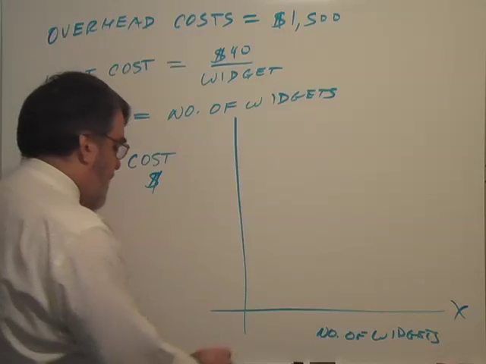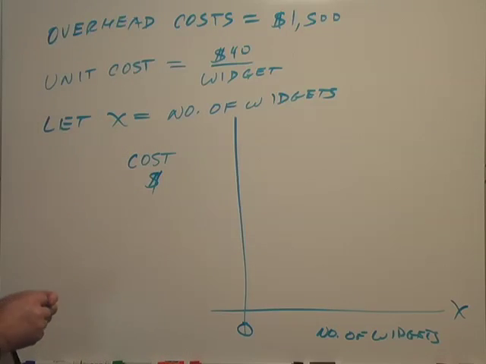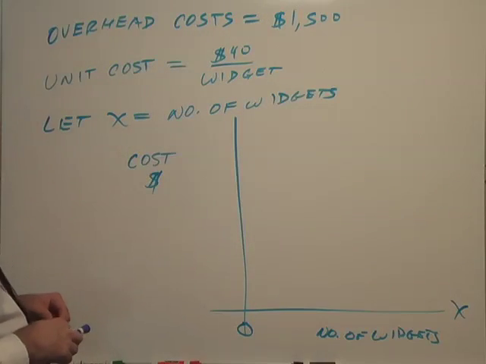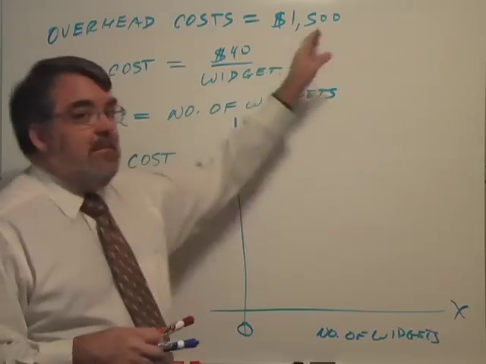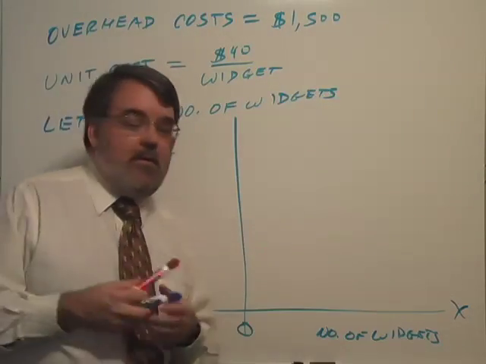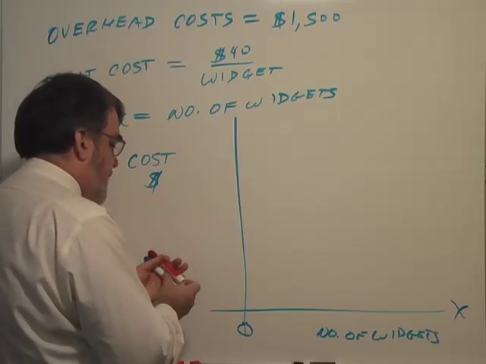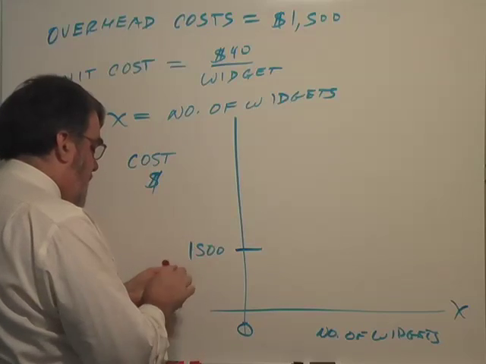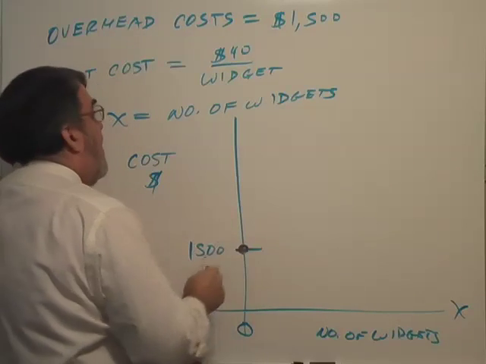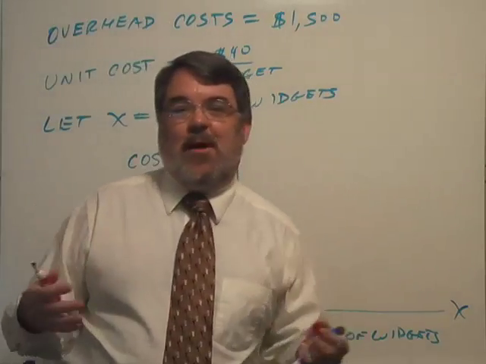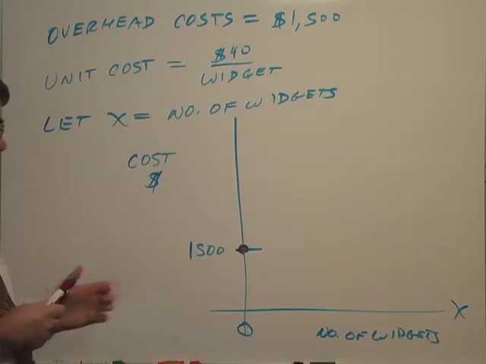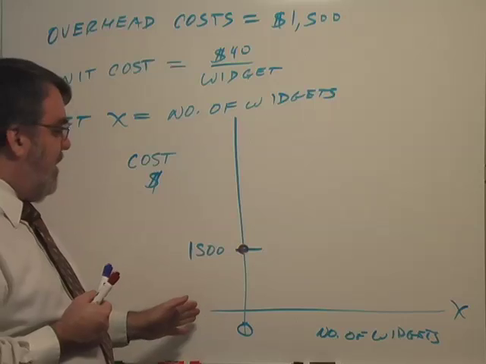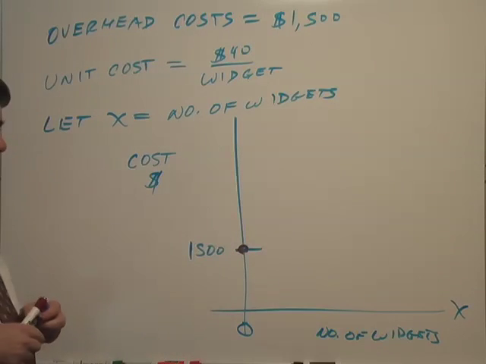Now, if you make 0 widgets, which sounds kind of silly, but if you made 0 widgets, what's the cost of running this company? Well, you didn't spend anything making widgets, but you still have the building to account for, $1,500. So the cost would be $1,500, and that's right here. So guess what? The fixed cost ends up being the y-intercept to our function, to our equation. Because the y-intercept is always where x equals 0. And if you make nothing, you're still going to spend $1,500.